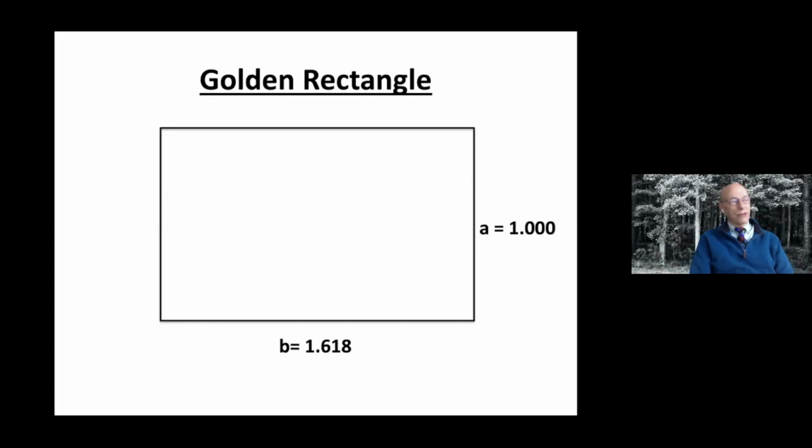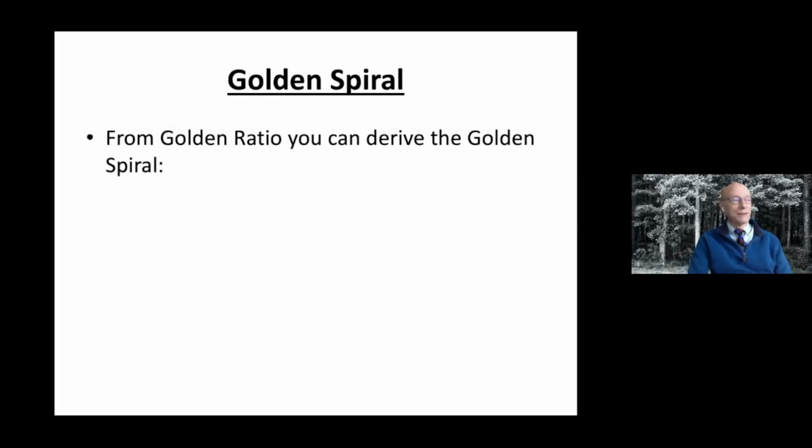This is the golden rectangle. So if this is 1 inch, this side would be 1.618 inches. If this is 100 miles, this is 161.8 miles. It's the ratio of the length of this side to the length of that side. You don't have to remember this, just giving you the background. And there's no test afterwards.